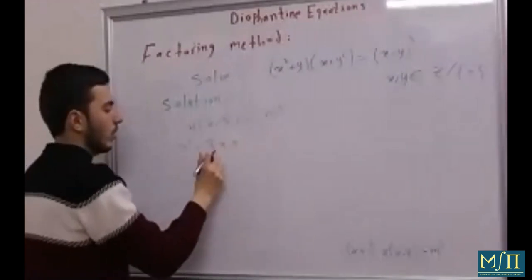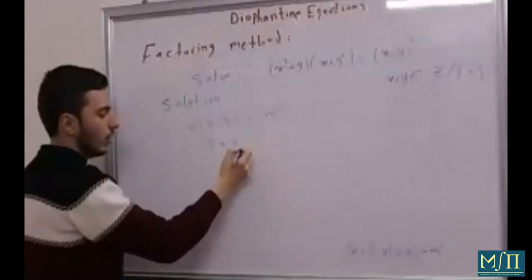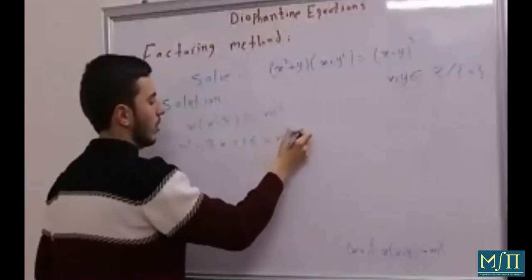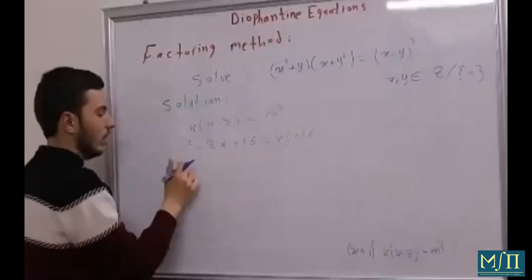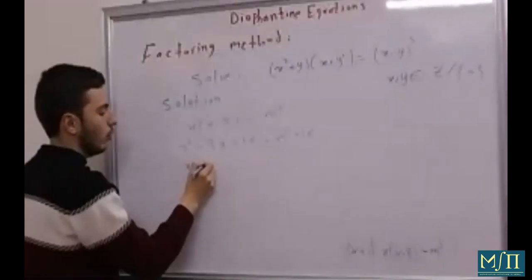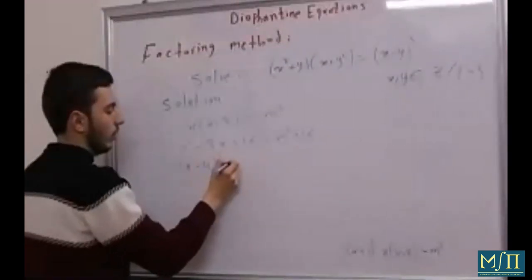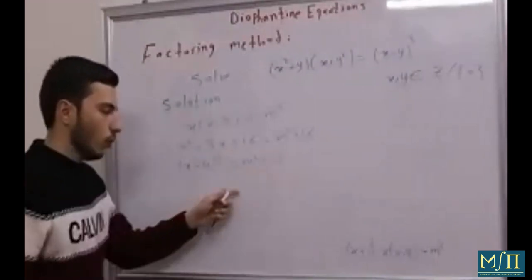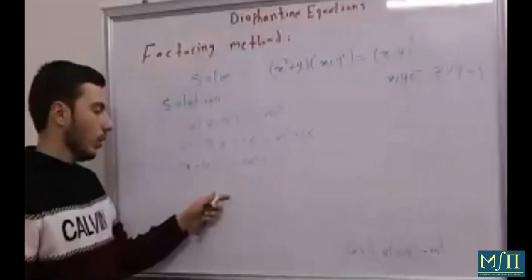We need to add 4 squared, right? We need to add 16. So we will have m squared plus 16. Now this is x minus 4 squared equals m squared plus 16. Okay, but why? What do we gain?